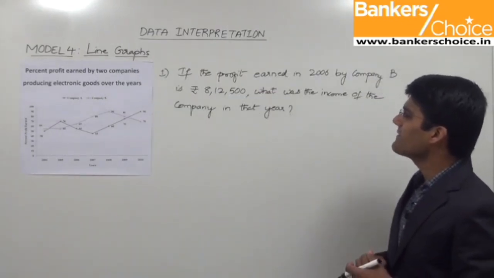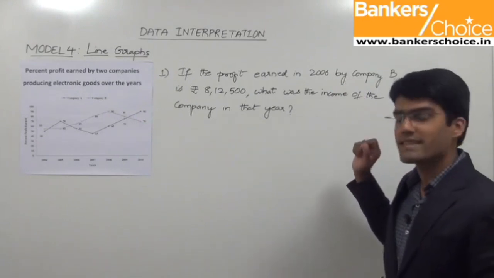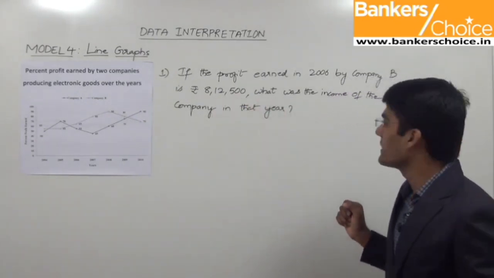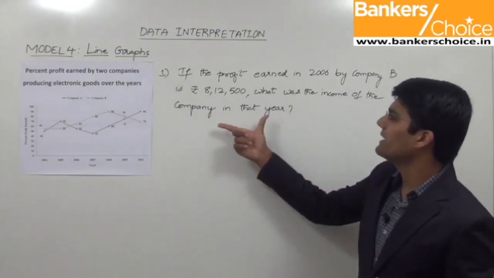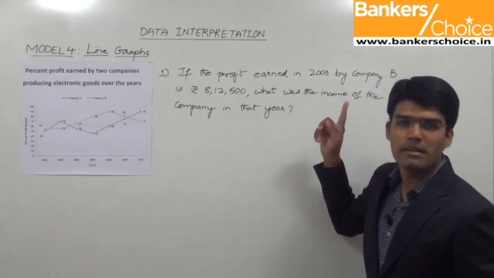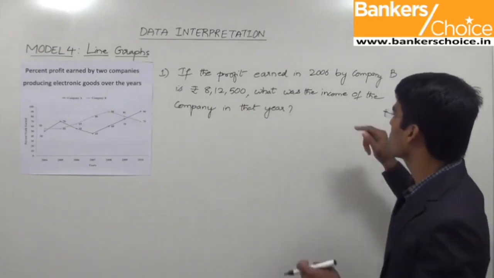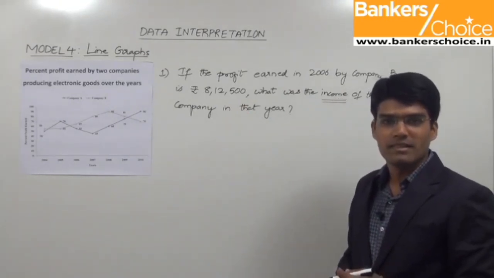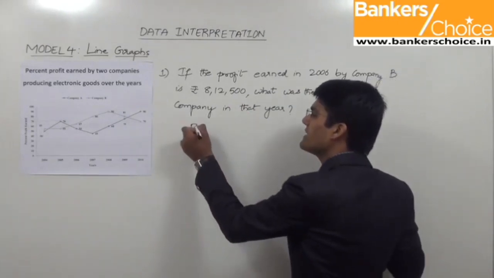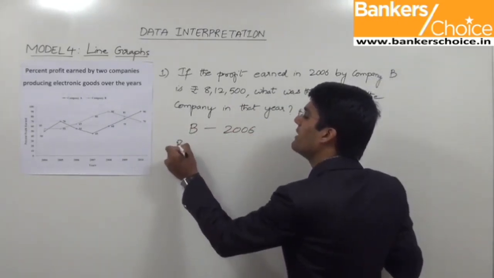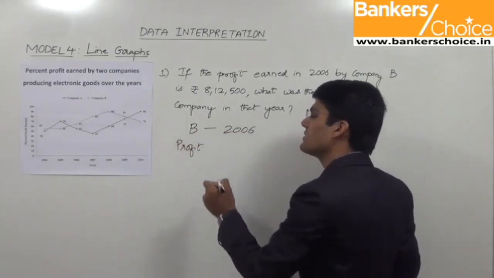The question here is, if the profit earned in 2006 by company B is rupees 8,12,500, what was the income of the company in that year? So here, profit earned by a particular company in a particular year is given to us, and we are supposed to find out the income of the same company in the same year. Now here the company we are talking about is B, and the year is 2006.